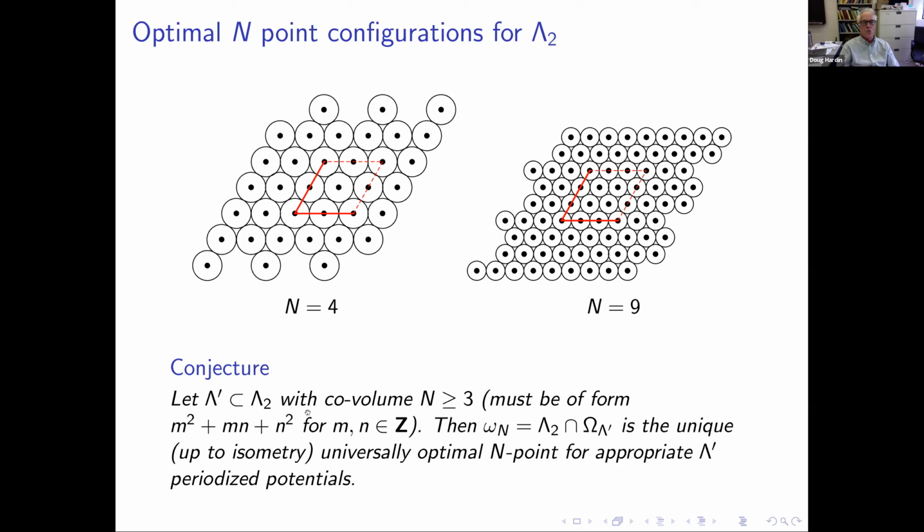If you could show this conjecture, that is, if you could establish the universal optimality of a sequence of endpoint configurations of this form, then that would be sufficient to also imply the universal optimality in R^d, or in this case, R^2.